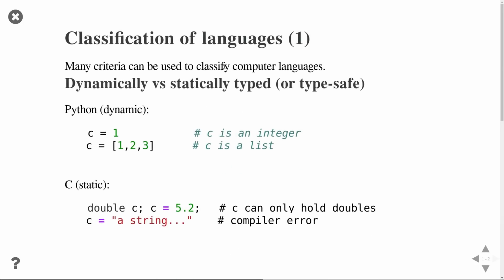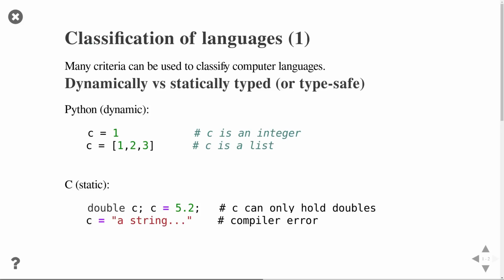But there are more technical differences between scripting languages and regular programming languages, and there are different ways you can classify them. One is how these languages are typed. Essentially, there are two different ways you can type variables in a programming language. It can either be dynamically or statically.